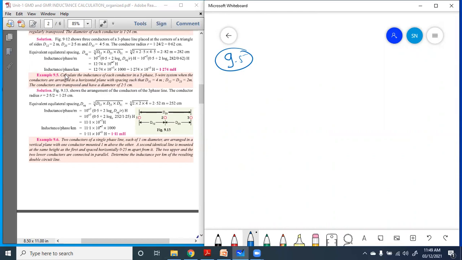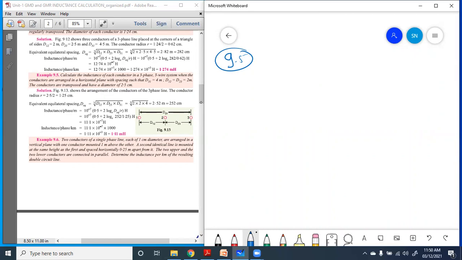Again here, given that the conductors are transposed, this is a transposed transmission line, a three-phase transposed transmission line. The conductors are horizontally placed and the distance between each conductor is given: from conductor 3 to 1 is 4 meter, and from conductor 1 to 2 and from conductor 2 to 3 the distance is 2 meter.